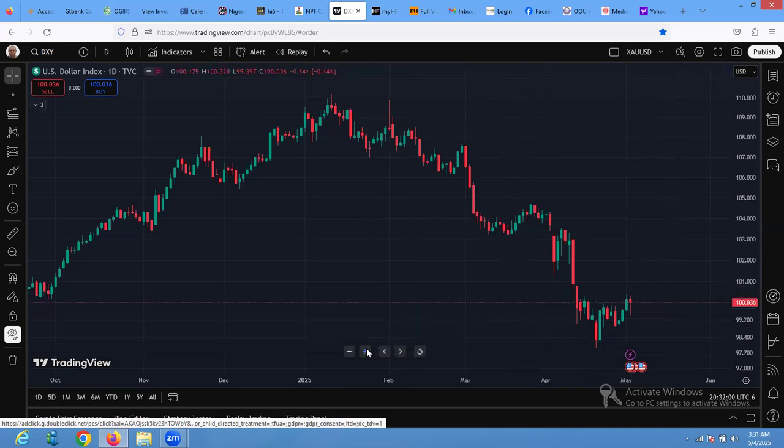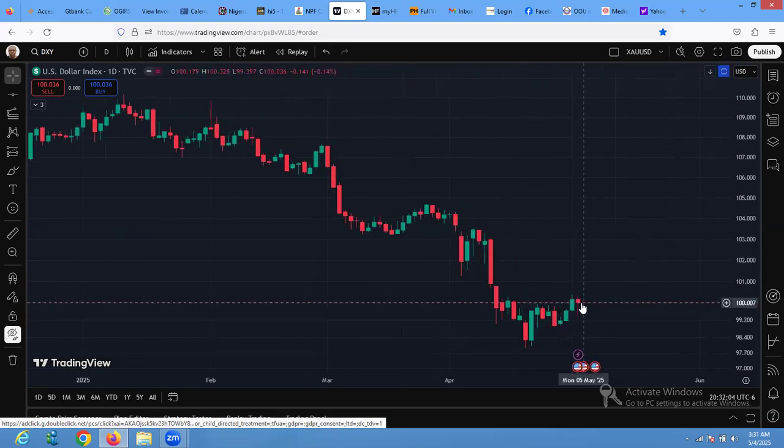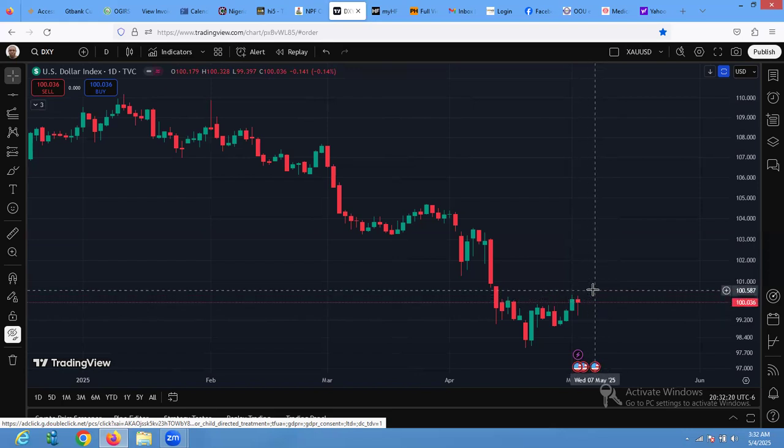Now, let me go back to the rejection I'm talking about. Again, we see price move up, was forced down, and again price was rejected here. What do I see here? I don't see that price is going to go up.